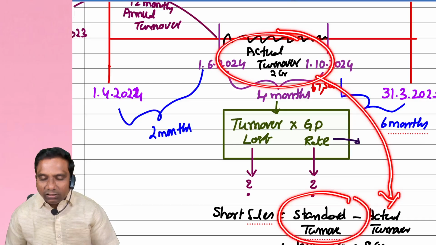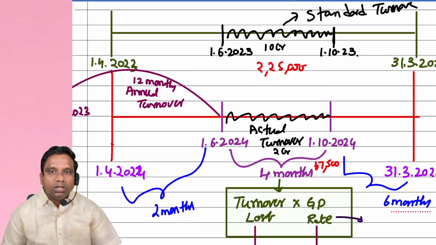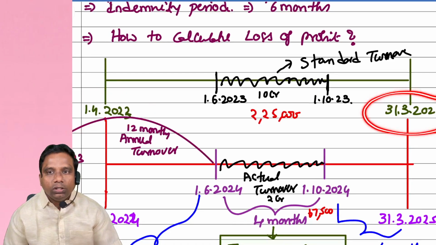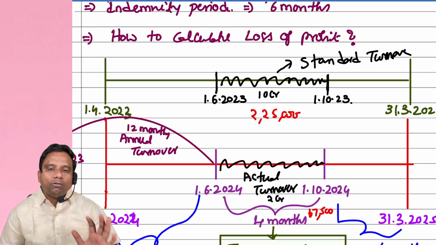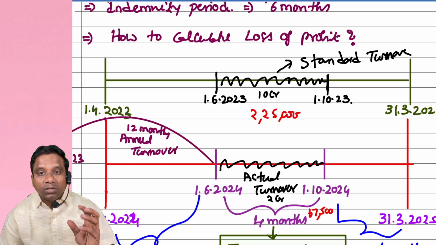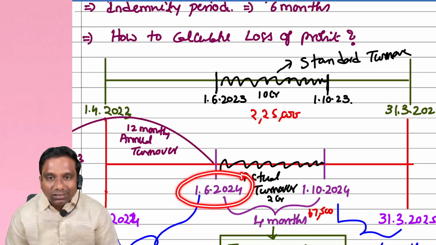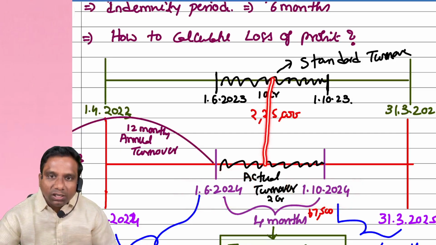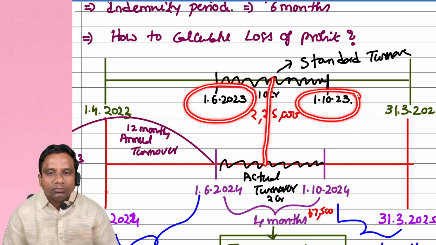Then what about the standard turnover, sir? To know that standard turnover, go to the previous year. Previous year is 1/4/2023 to 31/3/2024. Go to the previous year and check the corresponding time period to the date of fire in the preceding year. See, the date of fire occurred on 1/6/2024. Restoration period is 1/10/2024. Go back to the exact time period in the previous year: 1/6/2023 and 1/10/2023. 4 months time period.